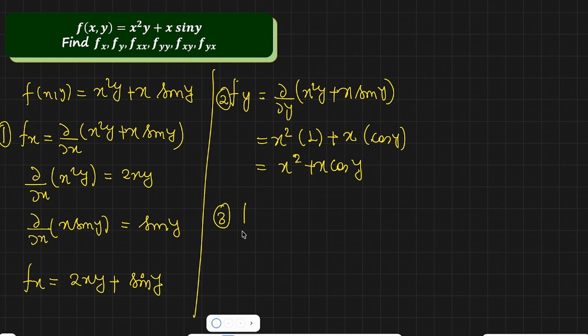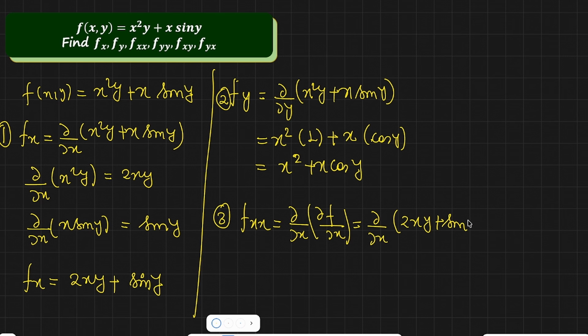Third one is the second order partial derivative. So partial derivative with respect to x of partial derivative with respect to x. So what is the value of this? It is partial derivative of 2xy plus sine y. See, this is the fx, so you can find out. Again, y is constant, 2 is constant, derivative of x with respect to x is 1, plus there is no x term, so it will be 0, so the answer will be 2y.